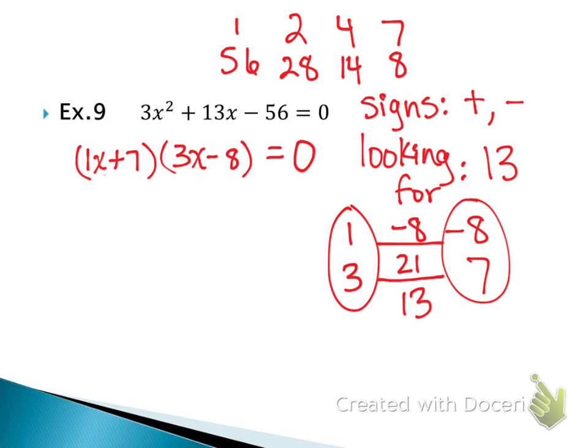What was our next step after that? What did we do after we factored? Deja? x plus 7 is 0 and 3x minus 8 is 0. Good. So we write out two, what do we call these two things that we just wrote out? Equations. We wrote out two equations.